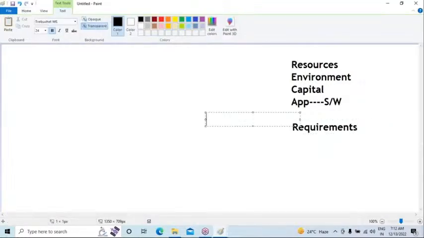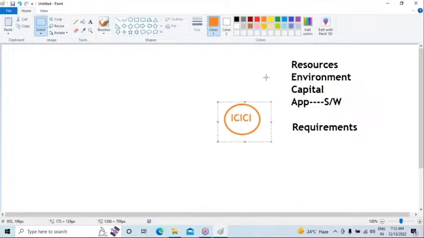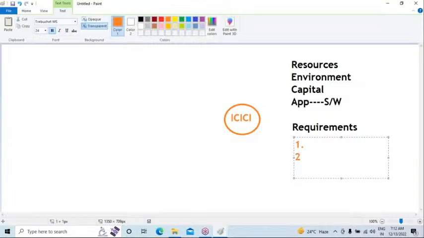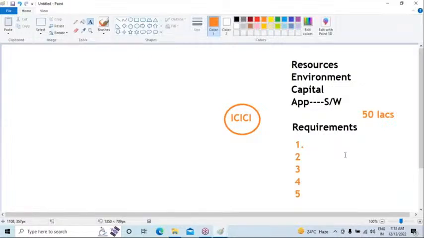For example, assume ICICI banking. Till now, they have not started banking services in the market. If they need to start a business like banking services, what exactly do they require? They require the resources, the environment, and capital. Now the application, the software, is required for their business. And they give some requirements for how the application should look. These are the customer needs, and they have a budget, like 50 lakhs. It is a budget here. We have to understand this.